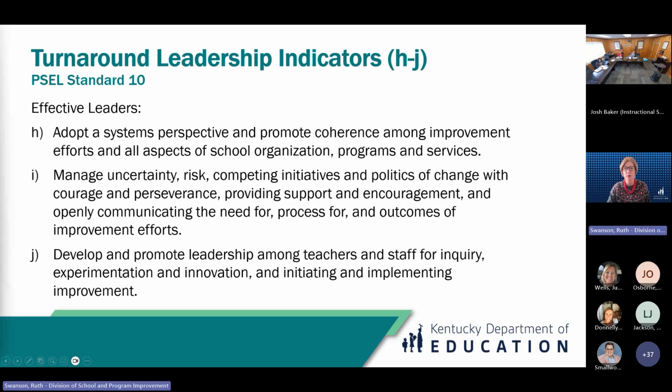And then we'll take a look at one more here. Letter J says that effective leaders develop and promote leadership among staff. So remember, one of the responsibilities that Trey shared was about the involvement of school personnel and other stakeholders in this revision process. So does your leadership team need to work on increasing stakeholder involvement in some way?